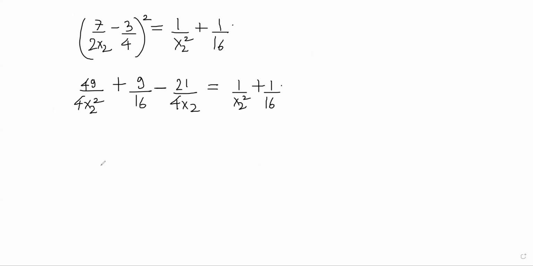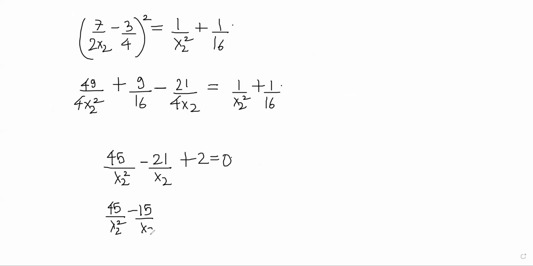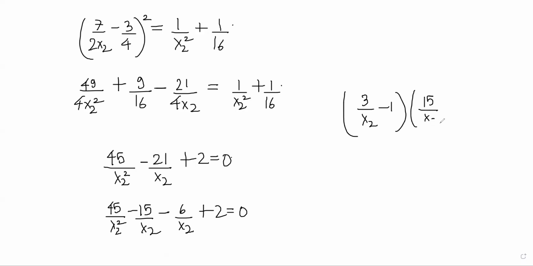And simplifying this, I get the equation 45 by x2 square minus 21 by x2 plus 2 is equal to 0. And clearly this can be factorized. 45 by x2 squared minus 15 by x2 minus 6 by x2 plus 2 is equal to 0. The factorization is 3 by x2 minus 1 times 15 by x2 minus 2 is equal to 0.